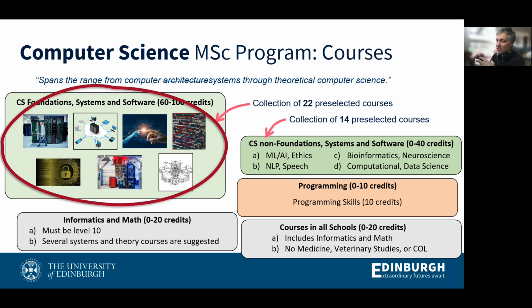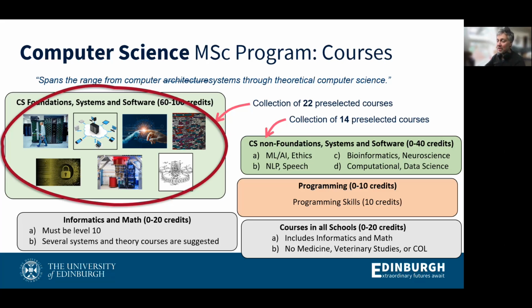Okay, so just to give a summary of this slide. This slide shows you the topics in which you can take courses in your program. We said that there is this CS Foundation in which you have to take a minimum of 60 credits, but you can take up to 100 credits. And then there are also the other blocks that are optional, because you can take between 0 and 40 credits in CS Non-Foundation, 0 and 10 in programming, 0 and 20 in informatics and math, and 0 and 20 across all the other schools.